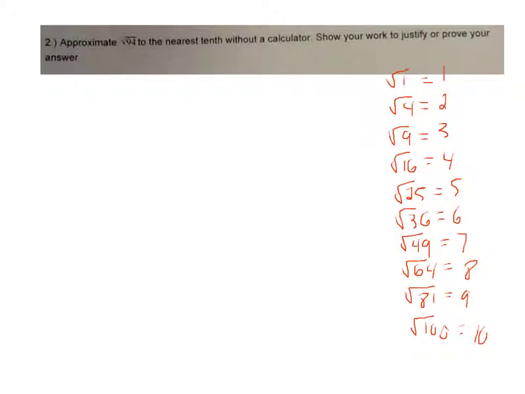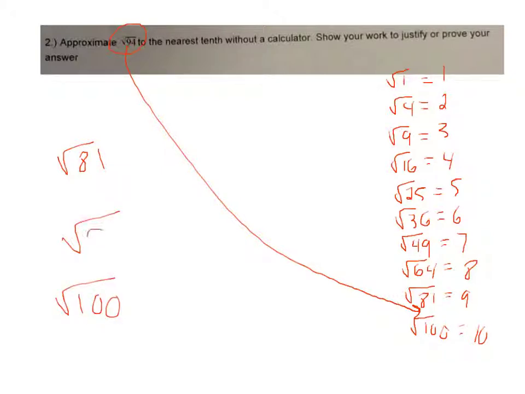Right here we want to approximate the square root of 94 to the nearest tenth without a calculator. So here in red listed is the first 10 perfect squares, square roots of perfect squares. And if you look at the square root of 94, that would fall in here. So if we look at the square root of 81 and square root of 100, the square root of 94 falls somewhere in between there. Well, the square root of 81 is 9, the square root of 100 is 10, so we know that the square root of 94 should be in between 9 and 10, so 9 point something.